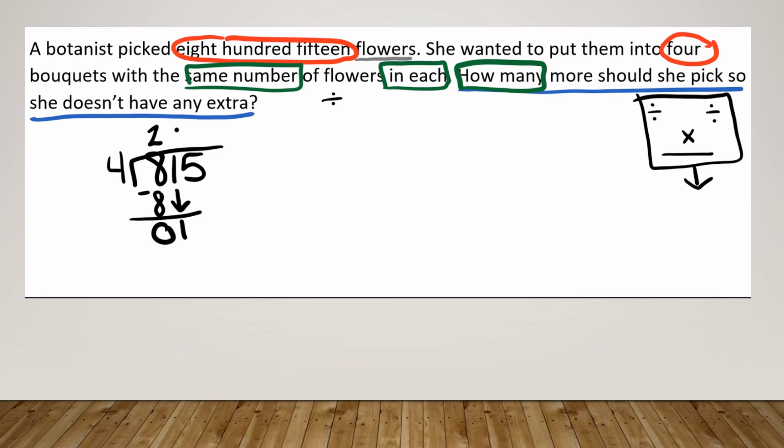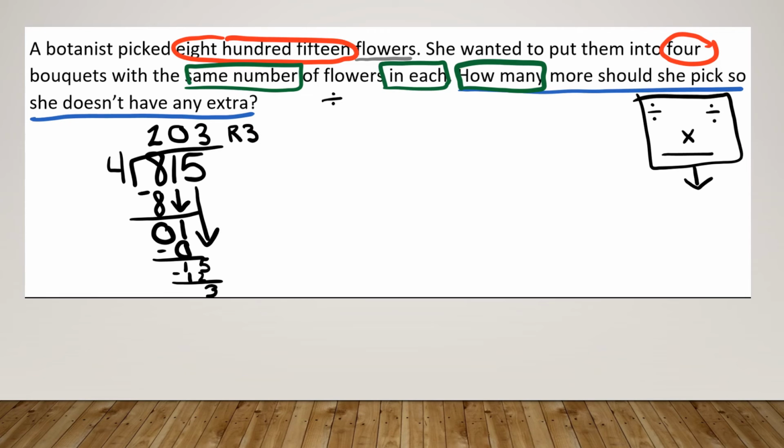1 divided by 4 is 0. 0 times 4 is 0. And I will bring down the 5. 15 divided by 4 is 3. 3 times 4 is 12. And I get a 3. There's no other number to bring down, so I know I'm done, and that 3 is my remainder.